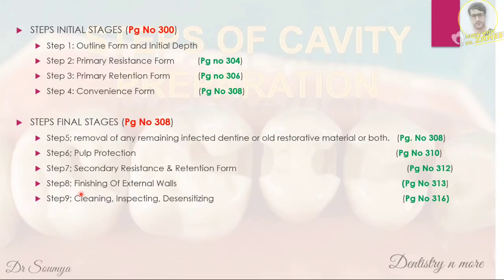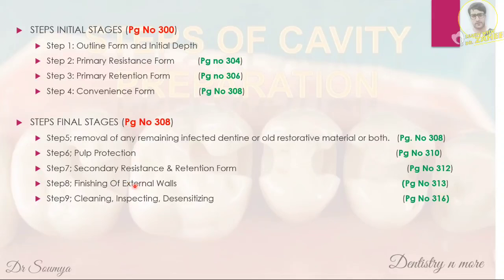The main point to be noted is the cavosurface margin or angle onto the root surface should be 90 degrees for amalgam, composite, and ceramic restoration, and it must be beveled for cast metal restoration. These are the two key points to be written under this one. And starting with the eighth step, you should start with the definition.